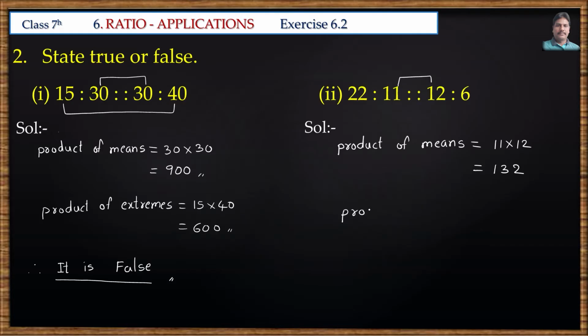Now product of extremes. The extremes are 22 and 6. 22 into 6. This is equal to 6 2s are 12. 6 2s are 12 plus 1, 13. This is 132. Here both products are equal. Therefore, the given proportion is true.